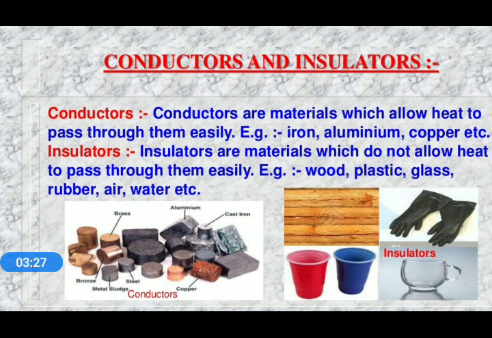What are insulators? Insulators are materials which do not allow heat to pass through them easily. Examples are wood, plastic, glass, rubber, air, water, etc. These are also shown in the picture. So these are the definitions of conductors and insulators.